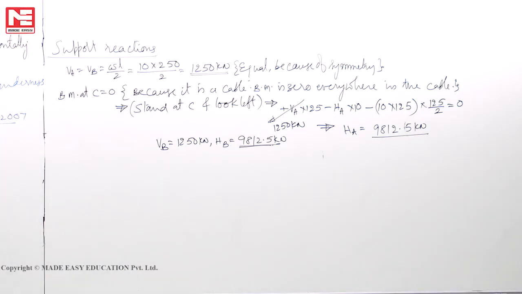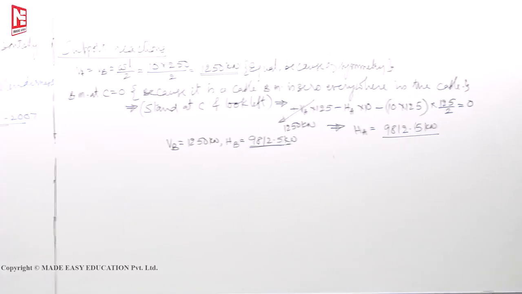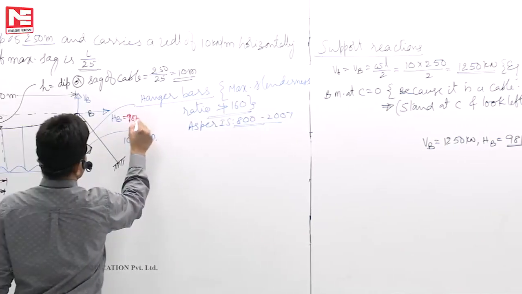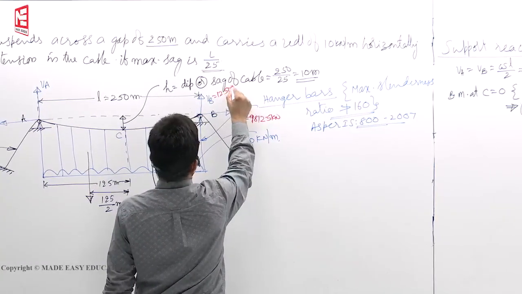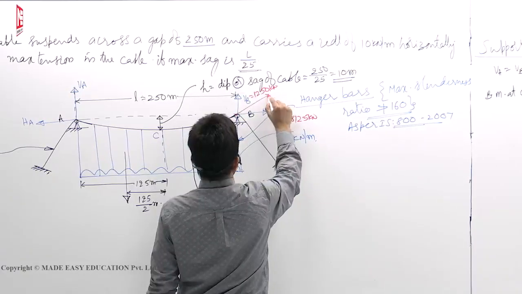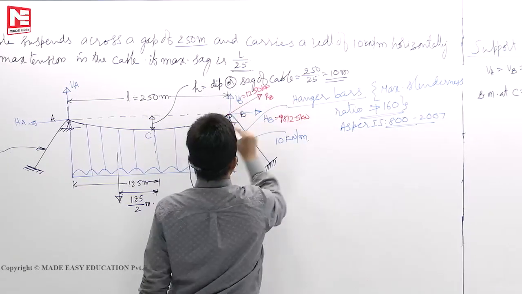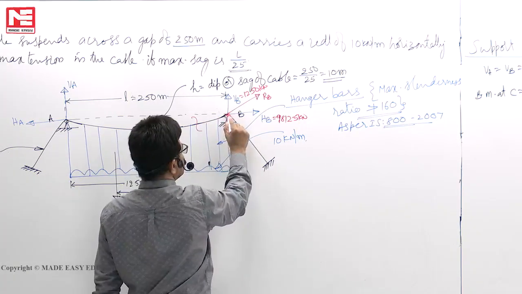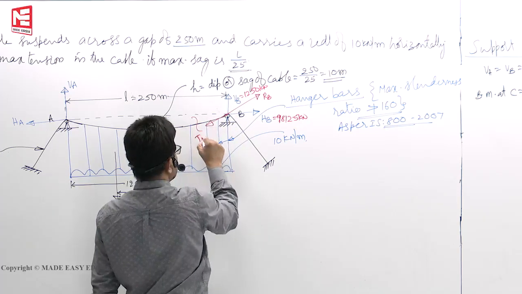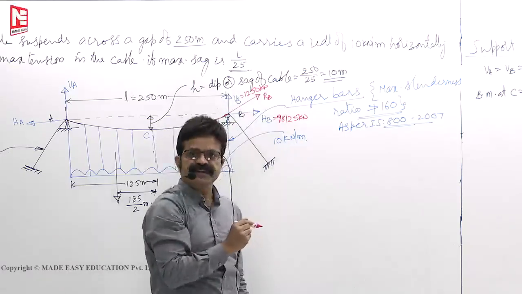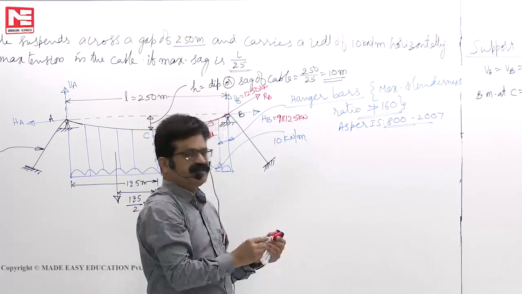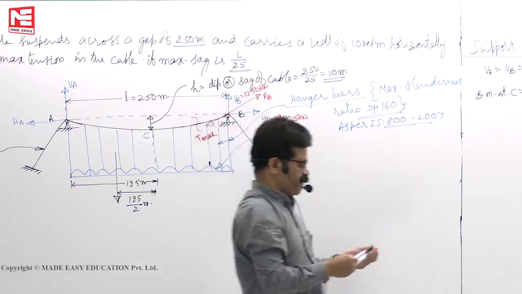Now, maximum reaction. It's like the earlier problem. HB we know, 9812.5, and VB 1250. Now the resultant reaction is RB. If you cut this cable, this is the maximum tension you can get. Maximum tension is developed at the highest point in the cable. Minimum tension is developed at the lowest point in the cable.